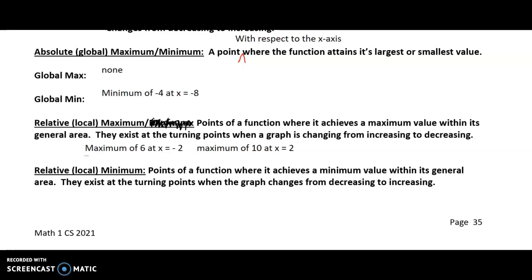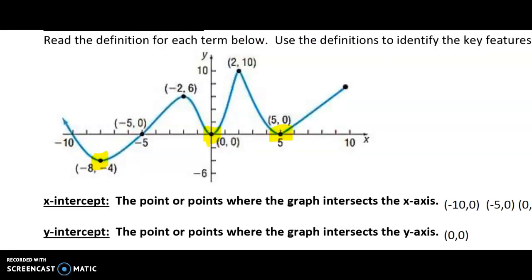All right, moving on to the relative local minimum. Again, it's a point with respect to the x-axis of a function where it achieves a minimum value within its general area. They exist at the turning points where the graph changes from decreasing to increasing. All right, so going back to the graph, these are the points where you have a relative local minimum.